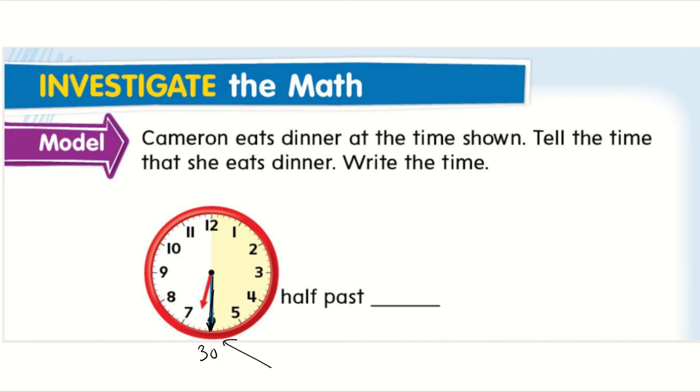Now remember, you go to the one before. So if you're looking at the two numbers, go to the one that's before that one. So if we have 6 and 7, what comes before 7? The number 6. So that means we are at 6:30, or we could say half past 6. Two ways of writing it. Half past 6 o'clock, or you can write it down like this, digital.